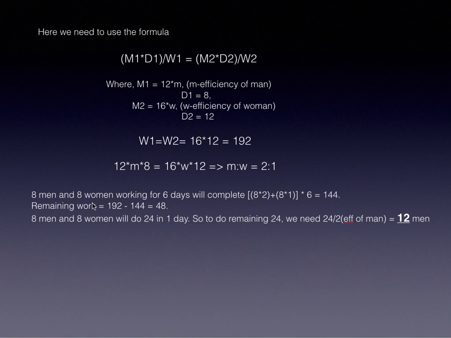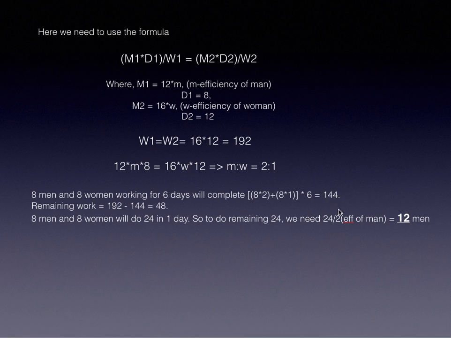And 8 men and 8 women working for 6 days. What does this mean? 8 men will have a total efficiency of 16, that is 8 into 2, and 8 women will have a total efficiency of 8 itself, because the efficiency of a woman is 1. Therefore, 8 into 2, 16 plus 8 into 1, 24. This is the total efficiency of 8 men and 8 women working for 6 days. Therefore, this 24 into 6, that is 144.